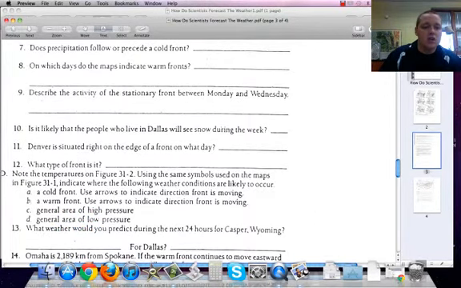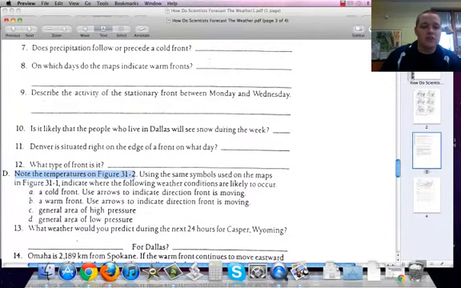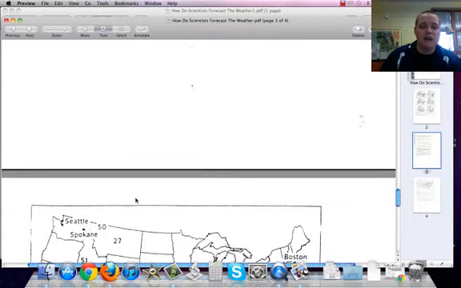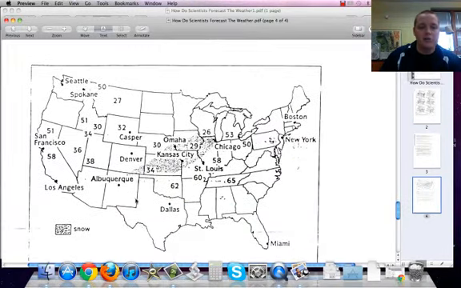Once you've done that, you're going to then move on to note the temperatures on figure 31-2. Figure 31-2 is on page 4, bigger map right here. Each of these numbers that you see on this map are the current temperatures throughout the United States at the given time that this map was actually taken.